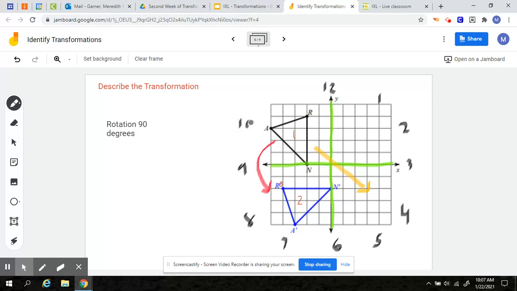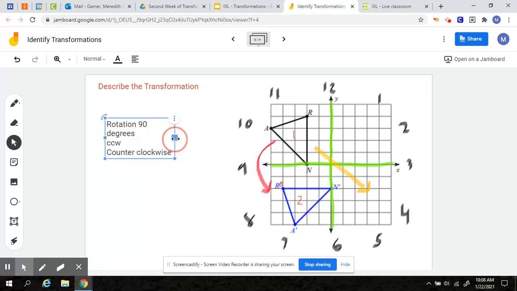Okay, so here's my clock. And if I look at that red arrow, the way it's turning, I notice it's going backwards. It's going the opposite direction of the numbers. So this makes me know that this is counterclockwise. A shortcut for this is CCW. So you can write CCW for counterclockwise. All right, so this is a rotation, 90 degrees counterclockwise.